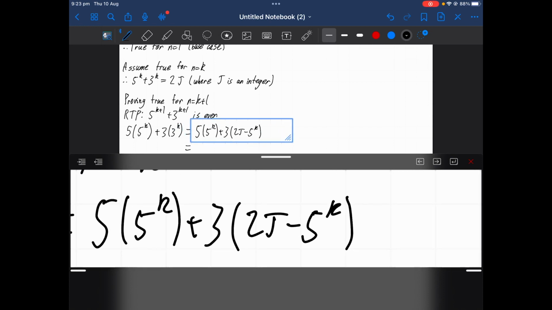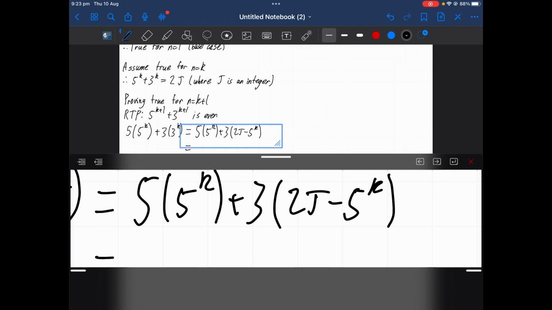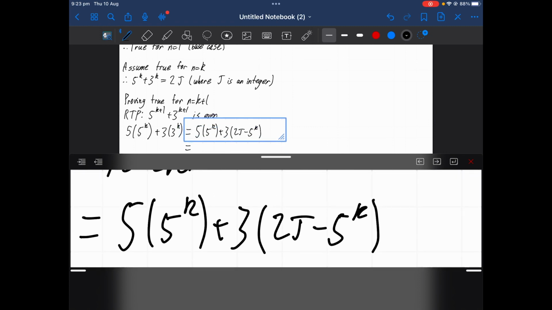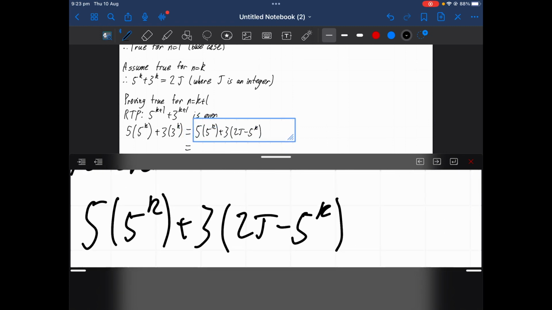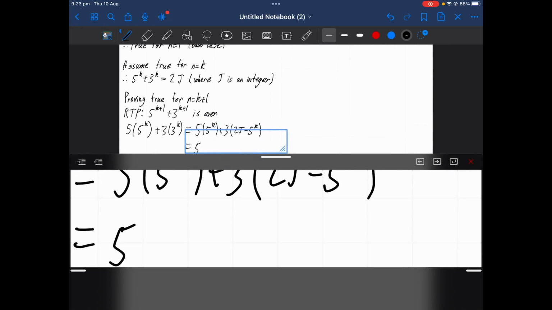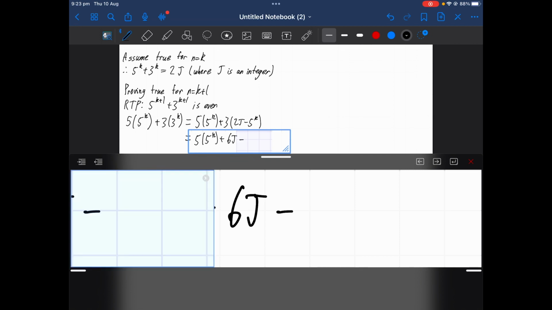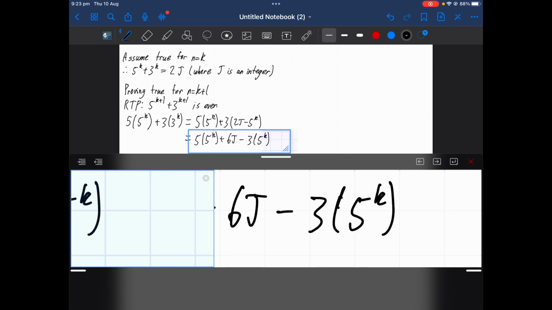And now they're all in terms of 5^k's. Okay, and so it's going to be a little bit easier to simplify these, to evaluate these things. So 5 times 5^k. Let's expand this bit first. So 5 times 5 to the k, we'll just keep as that. But let's expand this bit so it'll be 6j, right? And minus 5^k. I can't really expand it into anything in this case.